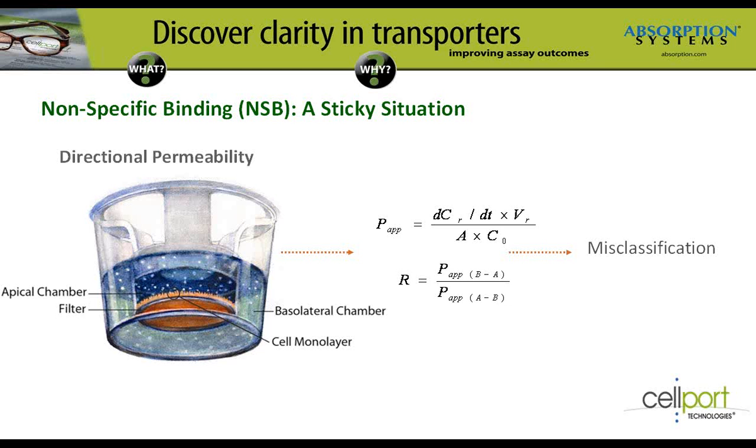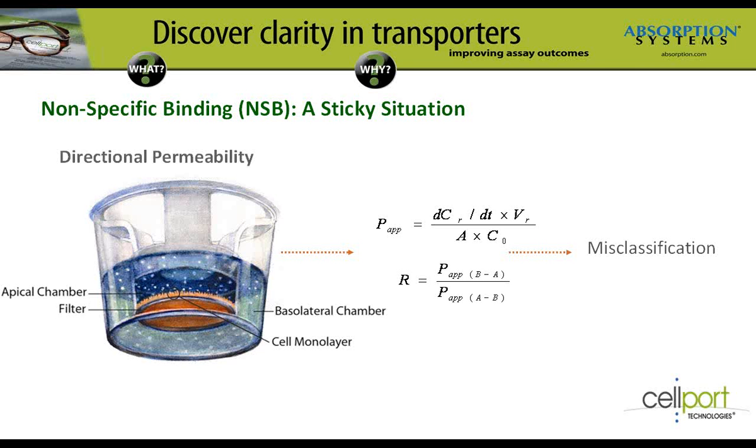Likewise, nonspecific binding is an issue for directional assays as well. It's an even more complicated test system with permeability going in both directions, and so may the bias. For bidirectional studies, compound permeability is determined in the apical to basolateral direction and in the basolateral to apical direction to determine the apparent permeability or Papp value. Papp in the B to A direction is compared to the A to B to determine efflux ratio.